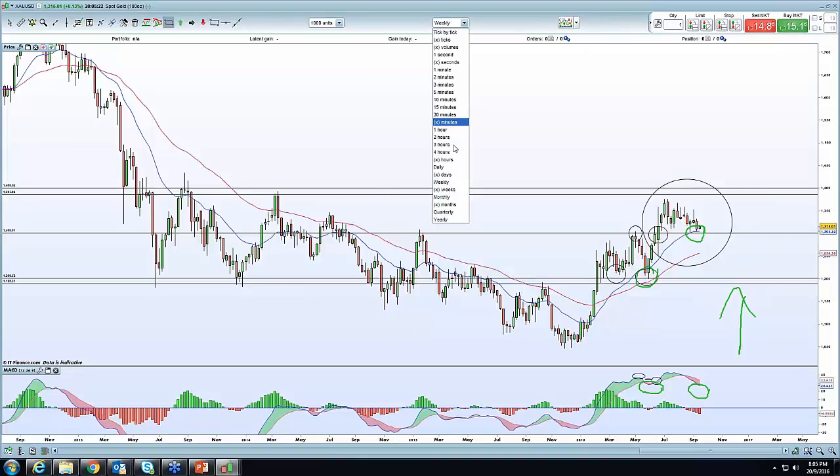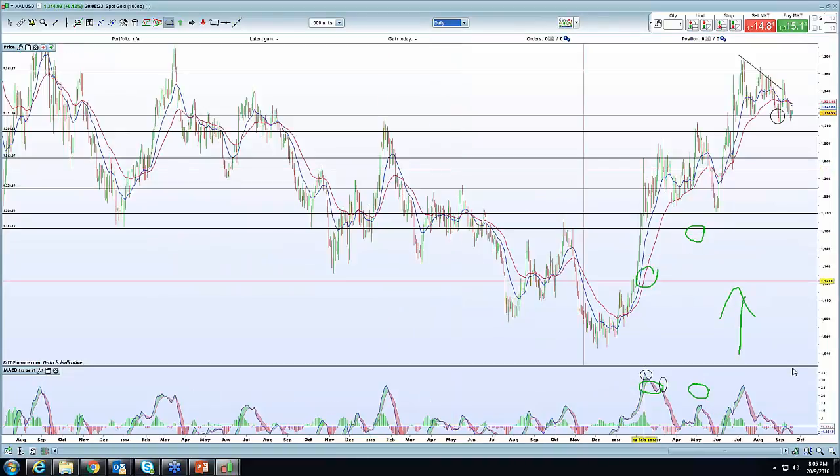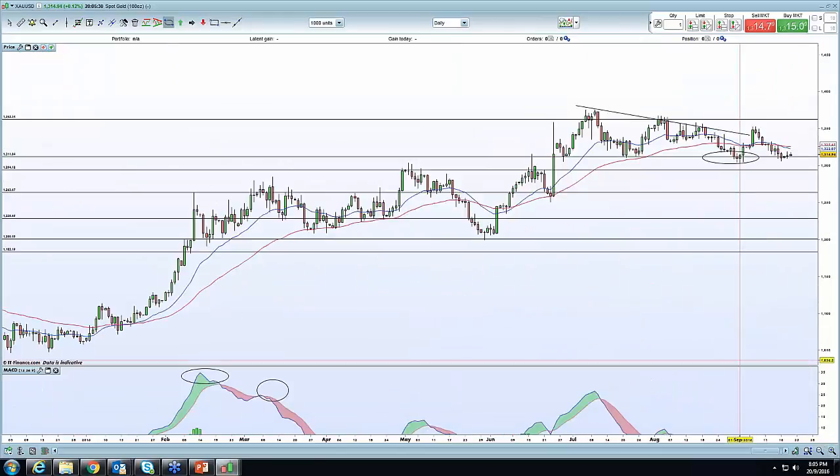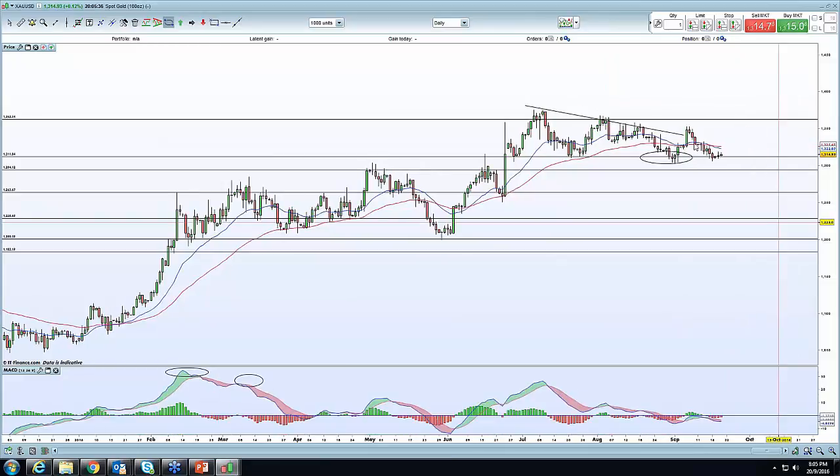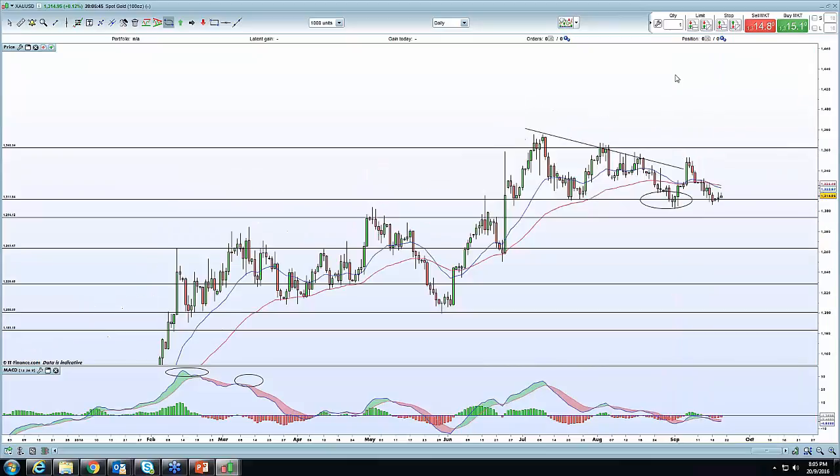Now, let's go to the daily chart. If you look at the daily chart, you can see that it's consolidating into that flag we were talking about on the weekly. And at this level here, 1300, you can see multiple levels of support. Tested here in July, went up. Tested in August, went up. Now it's testing again.